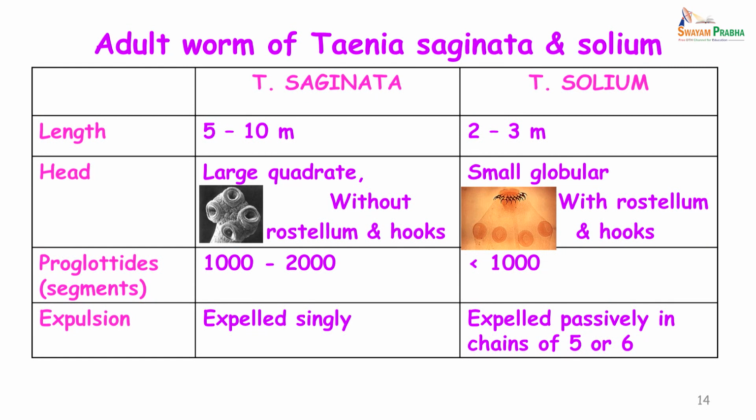Now, when these proglottids detach from the adult worm, they are expelled in the feces of man. In the case of Taenia saginata, these are expelled singly, and in the case of Taenia solium, they occur in chains of 5 or 6.